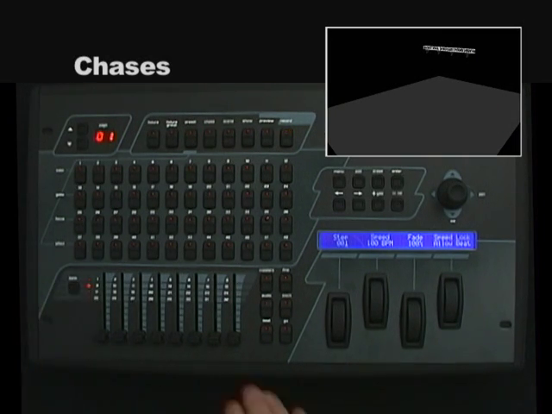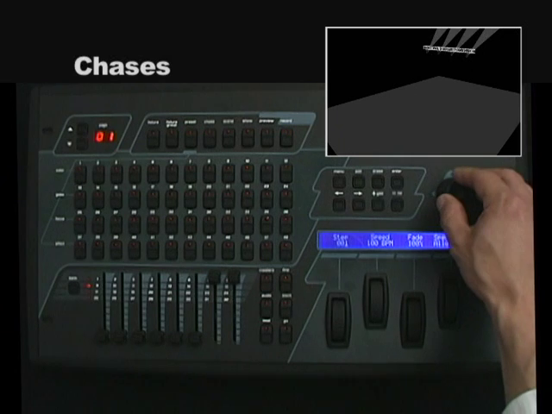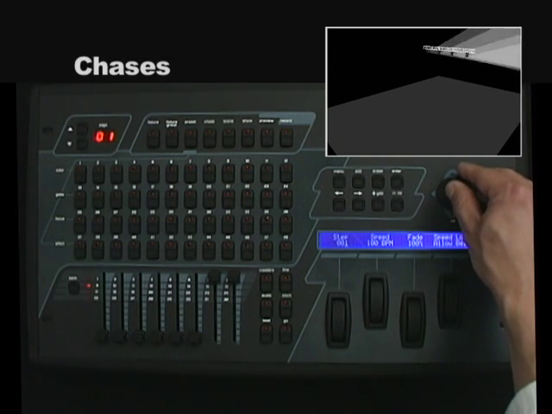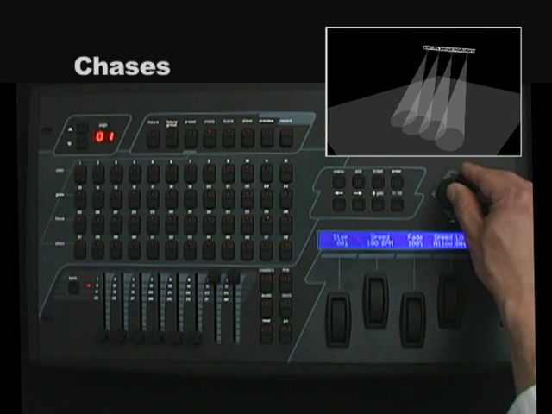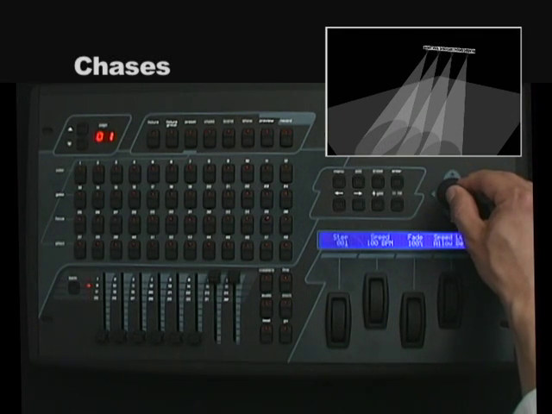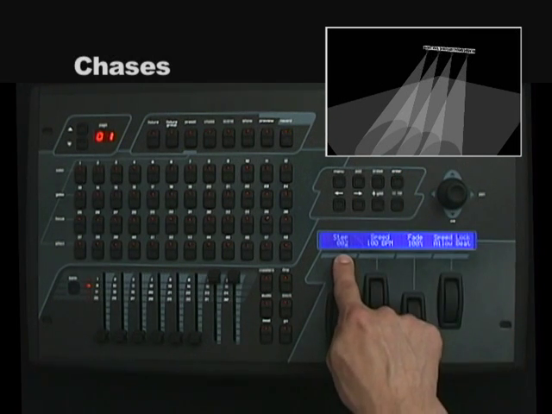I'll bank down to open my shutter and dimmer. I'll then use the joystick to position my beam for my first desired chase step. Once that's set, I'll press enter. Our chase step will advance by 1 in the display.